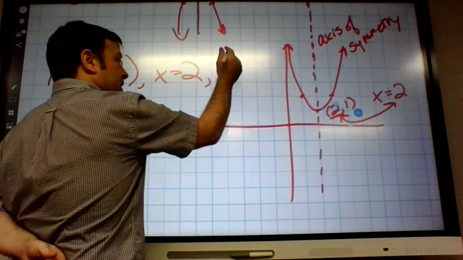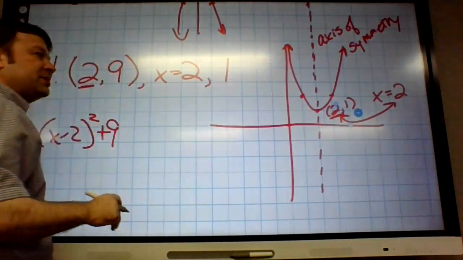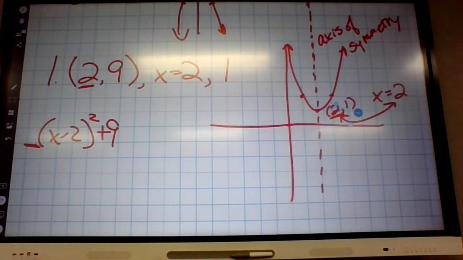So why are they asking us what the value of A is? Because if A is a large number, it gets steep. If A is a small number, like a fraction, it's flat. So that's why they're asking us.